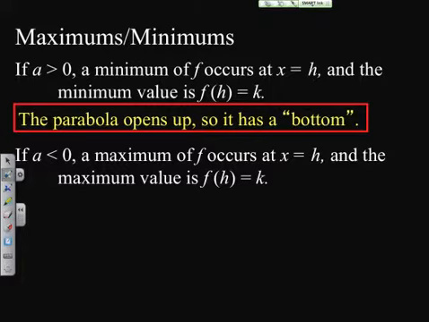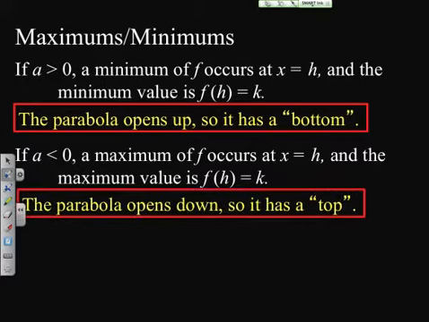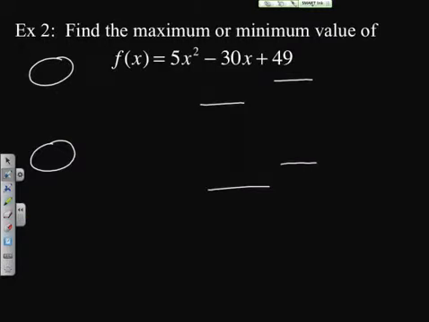If a is less than 0, a maximum of f occurs at x equals h, and the maximum value is f of h equals k. So the function, or the parabola, opens down, so it has a top value. Notice there's no difference in this part. The only difference occurs based on a, and that tells you, does the parabola open up or does the parabola open down? But the maximum value or the minimum value always occurs at the same spot.